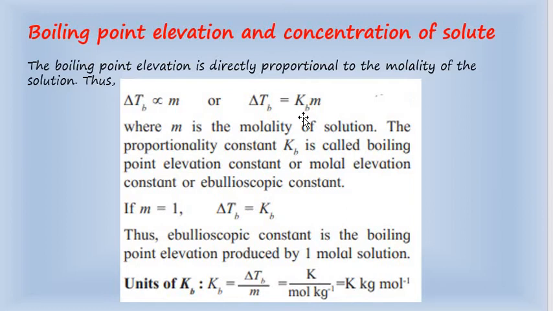If I am taking molality as 1, then delta Tb is equal to Kb. So I can say here the ebullioscopic constant is the boiling point elevation produced by 1 molal solution. And the unit of Kb here is Kelvin kilogram per mole.